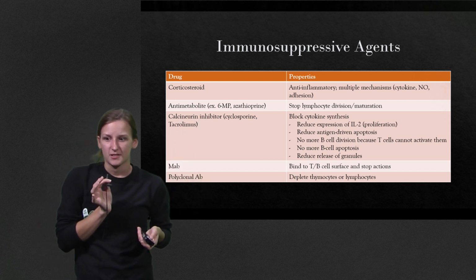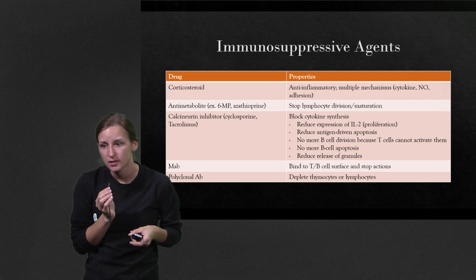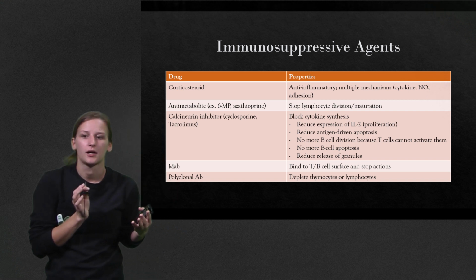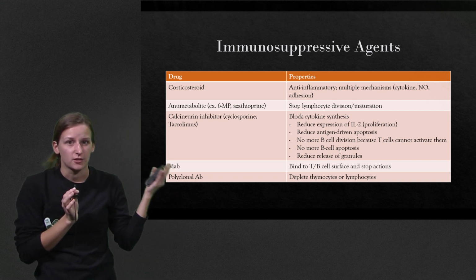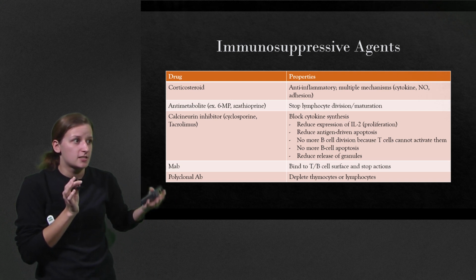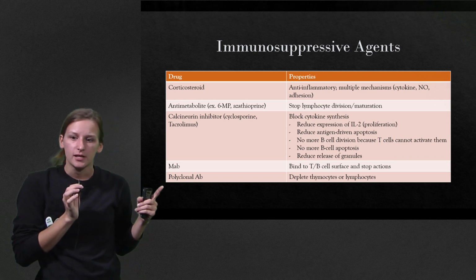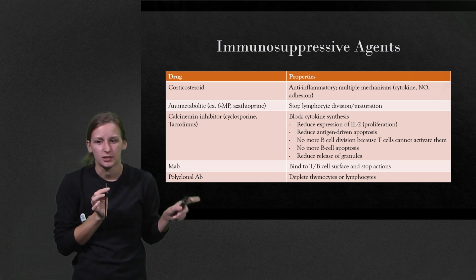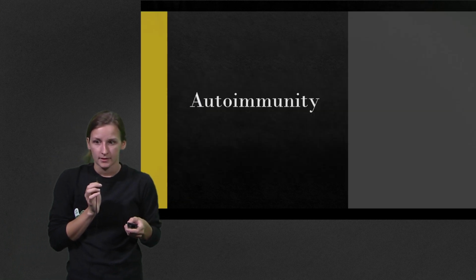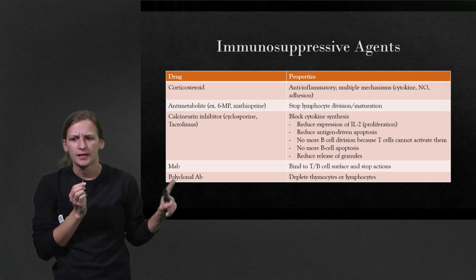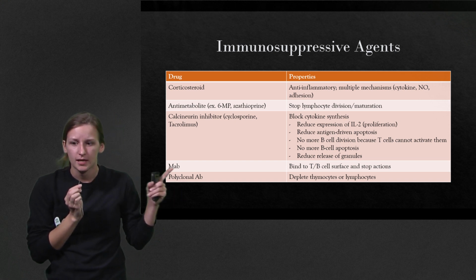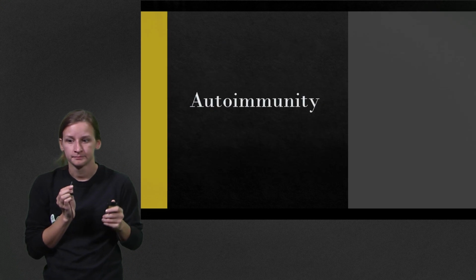of certain lymphocytes. You've got calcineurin inhibitors, and monoclonal antibodies, which bind to surfaces, whether it's a receptor or a cell or some sort of particle, and they'll stop particular actions. And then polyclonal antibodies deplete thymocytes or lymphocytes. I want to say polyclonal antibodies are not preferred. You want to get more specific with a monoclonal.